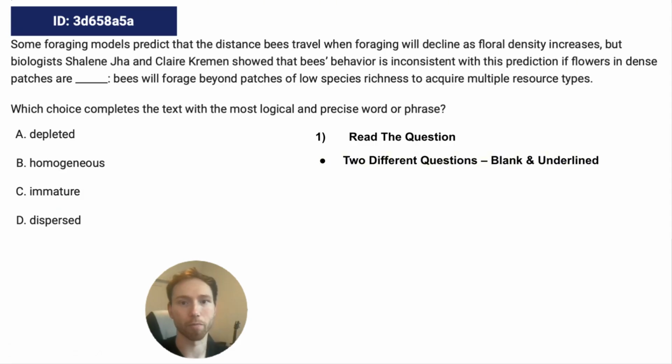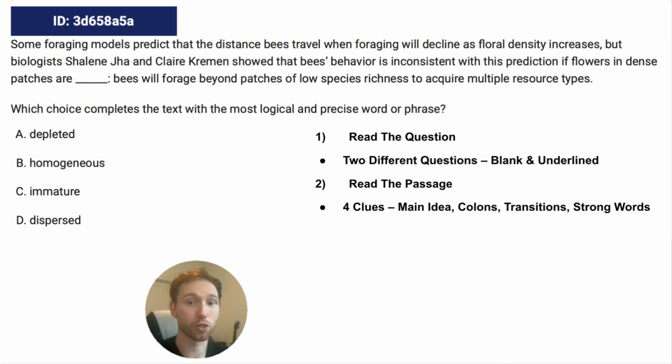It's a different type of vocabulary problem, but the strategy is the same. We're going to go ahead and read the passage and look for the 4 clues: the main idea, the colon, the transitions, and strong words. So let's go ahead and do that.